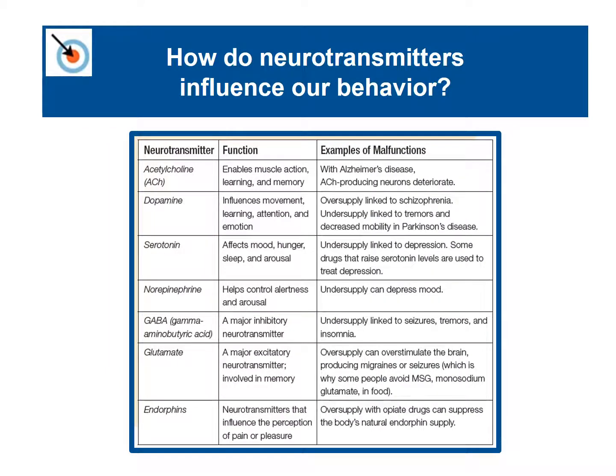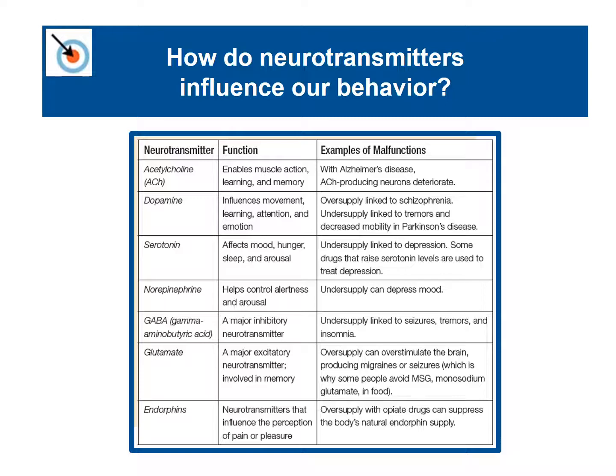How do neurotransmitters influence our behavior? So we've got a list of 7 neurotransmitters. You definitely need to memorize all 7, their function and examples of what happens when they malfunction. So we've got acetylcholine, which is abbreviated ACH, dopamine, serotonin, norepinephrine, GABA, glutamate, and endorphins. And we're going to go over the functions and examples of malfunctions in the subsequent slides.